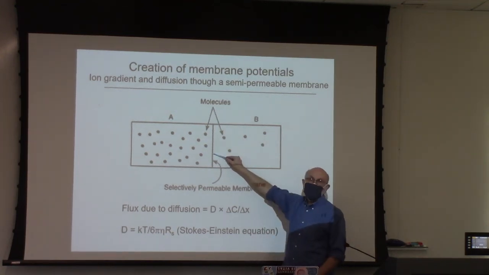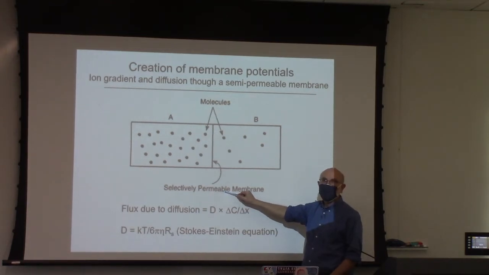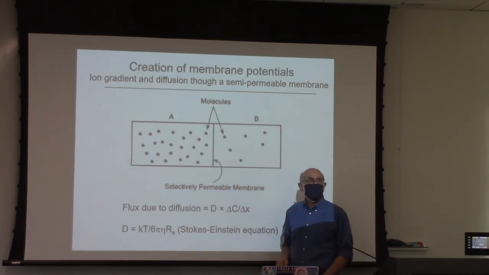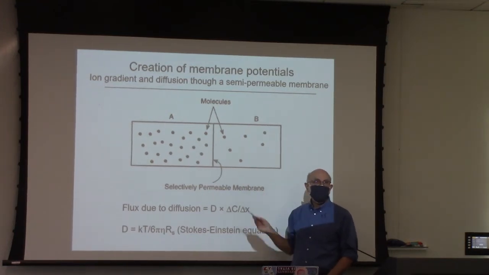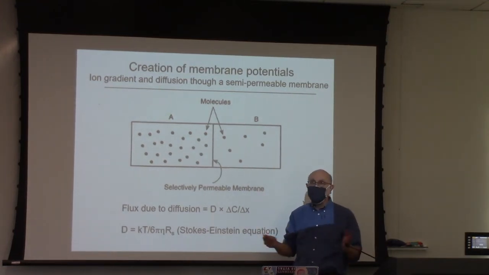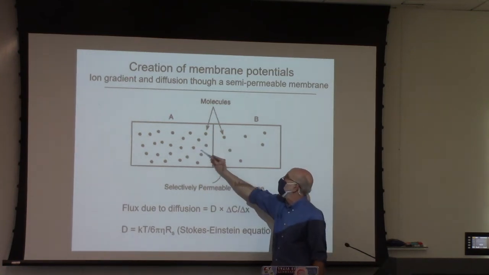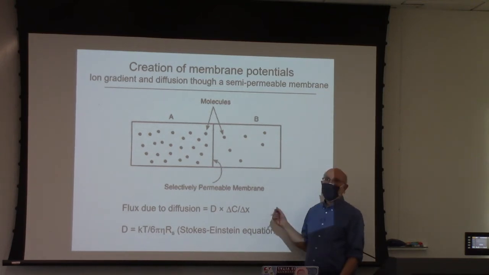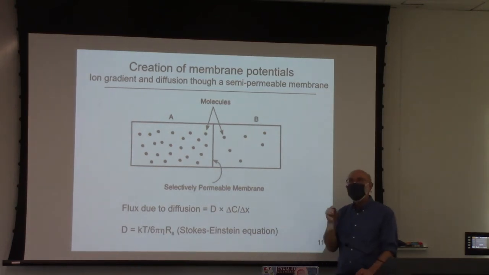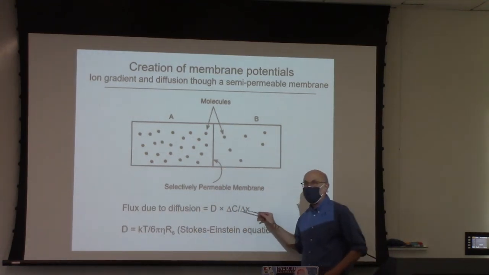If this membrane is permeable to potassium, potassium will flow from inside to outside, down its concentration gradient. That's a spontaneous reaction, energetically favorable for things to diffuse down their concentration gradients. For those of you who are physically oriented, there's an equation that defines the flow due to diffusion.